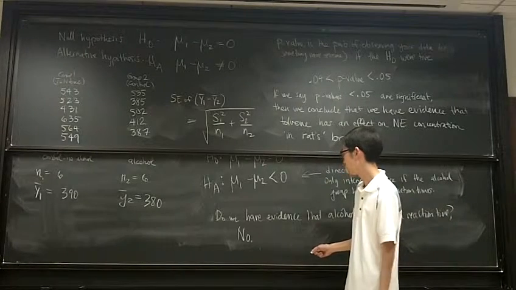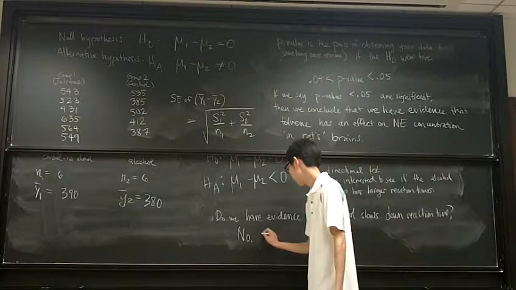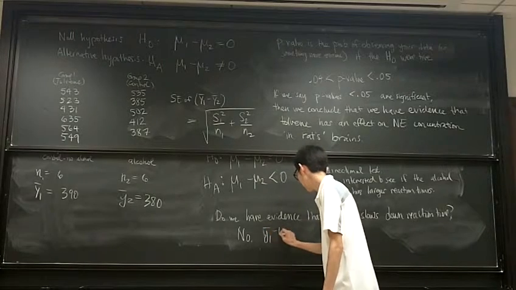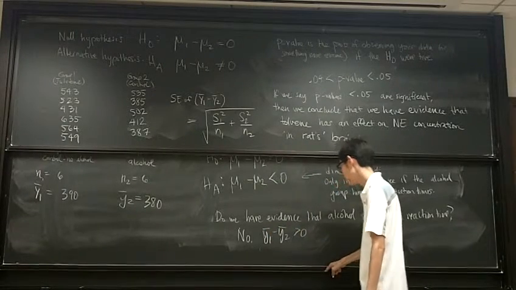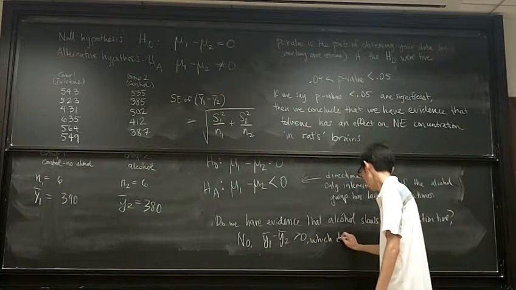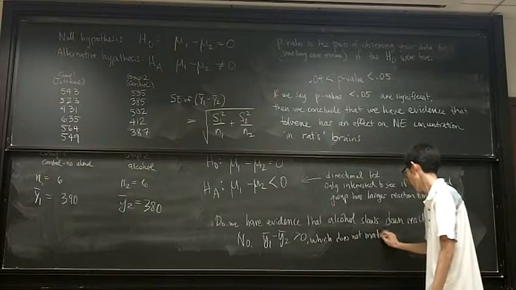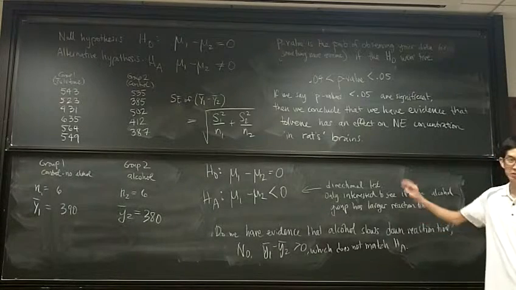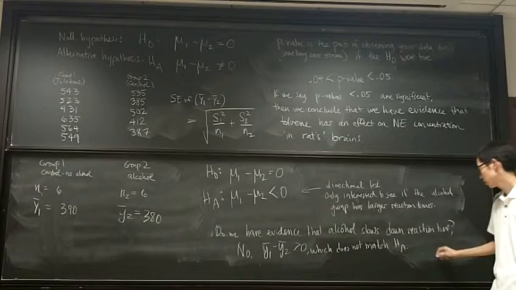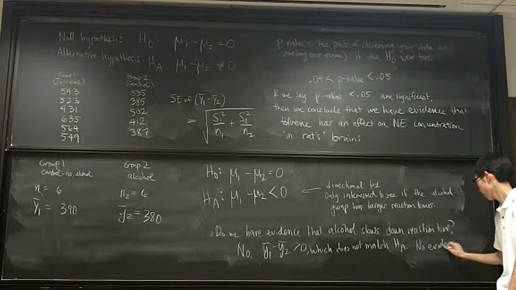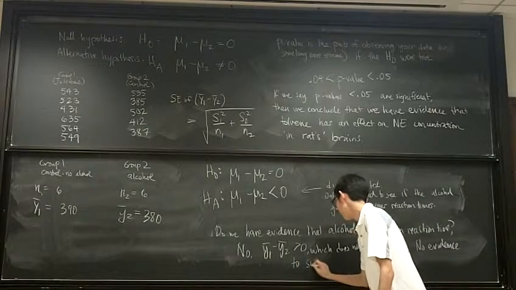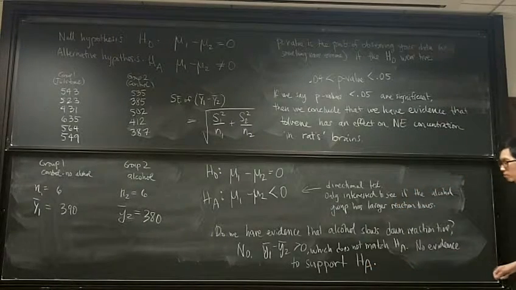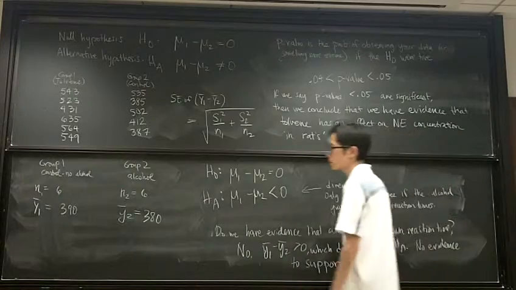So, no. y1 bar minus y2 bar is greater than 0, which does not match the alternative hypothesis. So at this point, we have no evidence to support the alternative hypothesis. No evidence to support the alternative. So we have no idea.